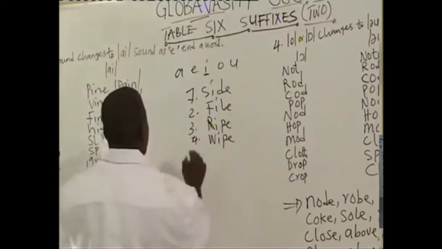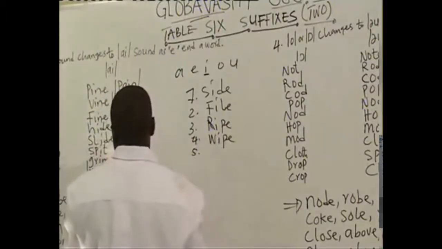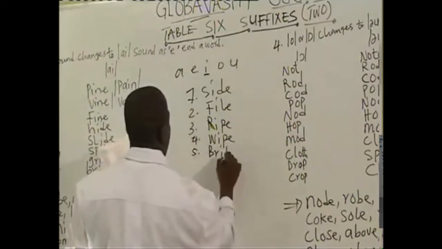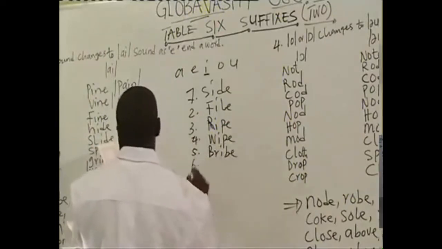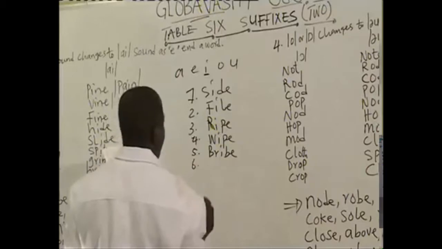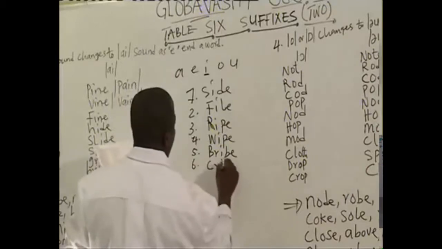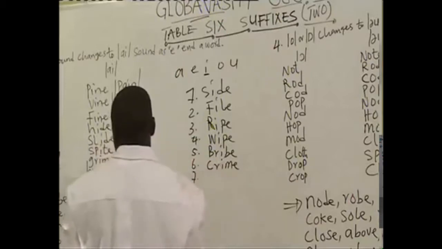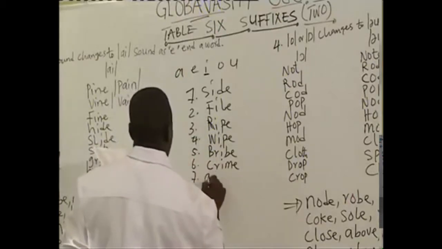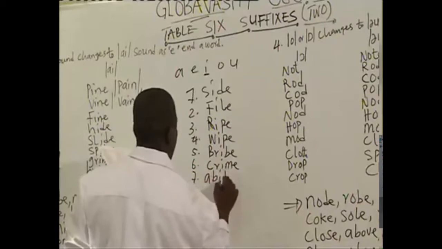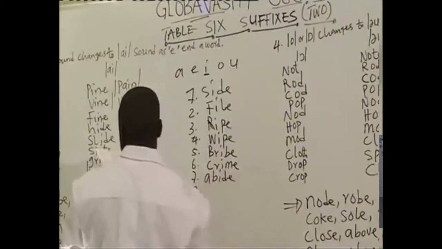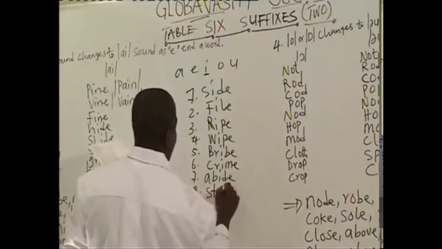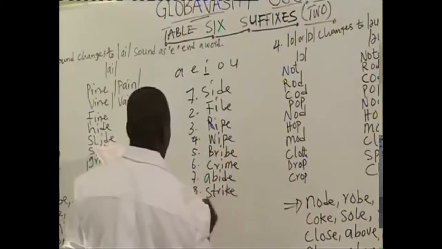Yes. Then spell number five. Spell bribe. B-R-I-B-E. Bribe. Thank you. Number six. Spell crime. C-R-I-M-E. That's correct. Number seven. Spell abide. A-B-I-D-E. Abide, that's correct. Number 8. Spell strike. S-T-R-I-K-E. Strike, okay.